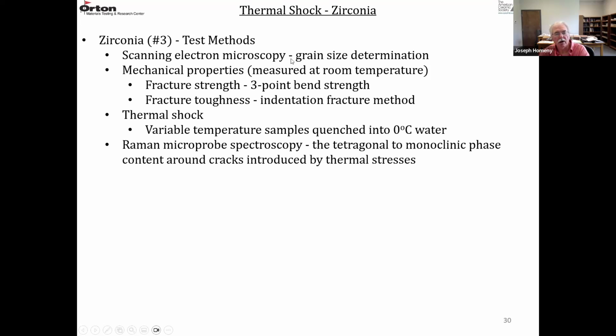SEM, scanning electron microscopy, was used to determine the grain size. And the mechanical properties were measured at room temperature, 3-point bend strength for the fracture strength, and the fracture toughness was measured by an indentation fracture method, usually using a Vickers hardness tester. And for the thermal shock, the samples at various temperatures were quenched into 0 degree water. And then the Raman microprobe was used to examine the tetragonal and monoclinic phases around the thermally induced cracks.